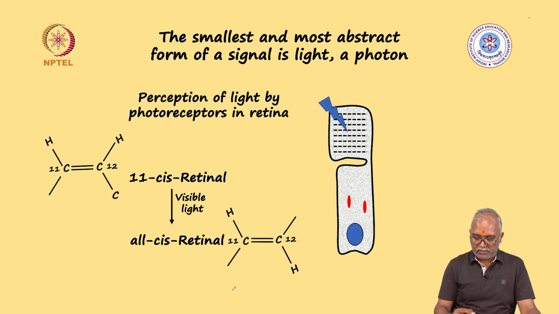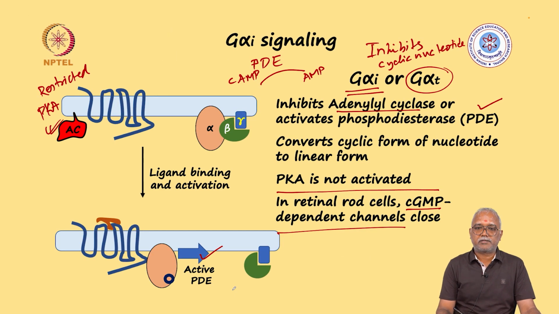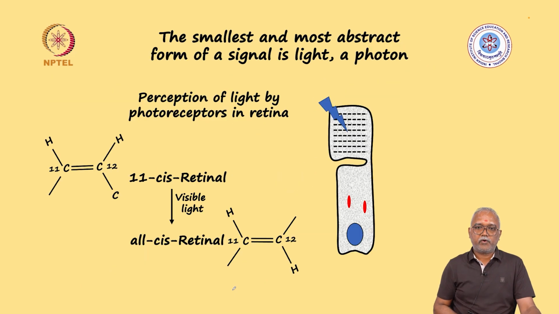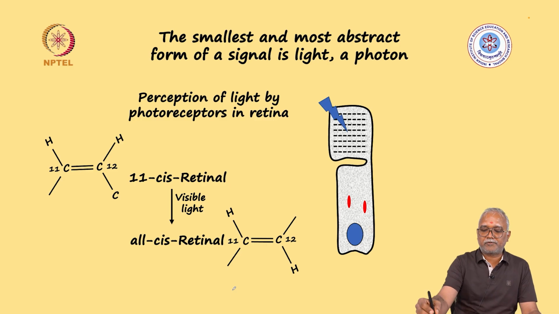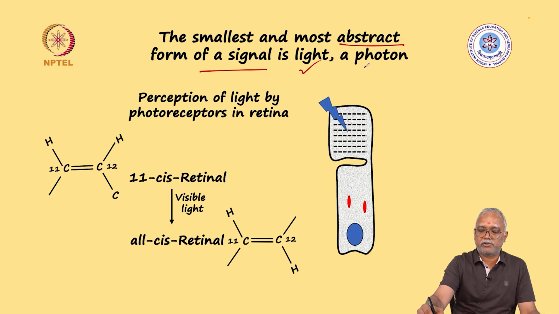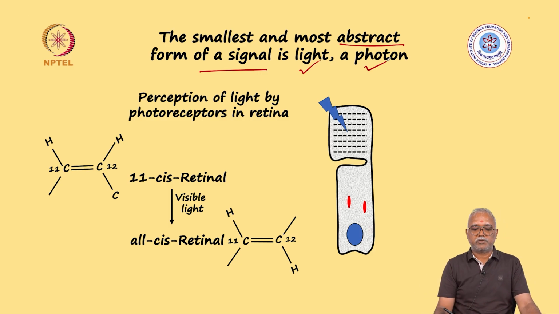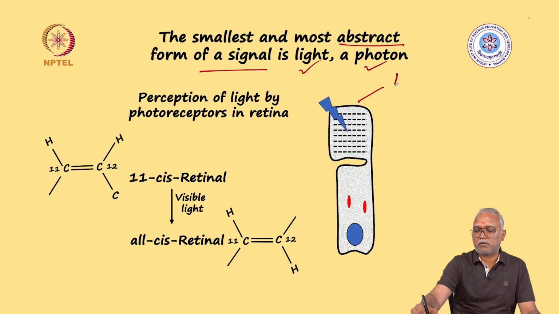So, let us discuss this particular aspect in the context of rod cells which are present in our retina. If you recollect, in one of the earlier classes when we were discussing types of ligand and the nature of ligand, I suggested that the most abstract form of a signal or a ligand is light, where it is just a photon which induces changes. So, in our eyes, particularly in the retina, we have different types of cells which are called photoreceptor cells.